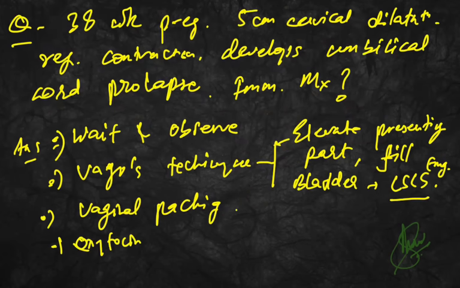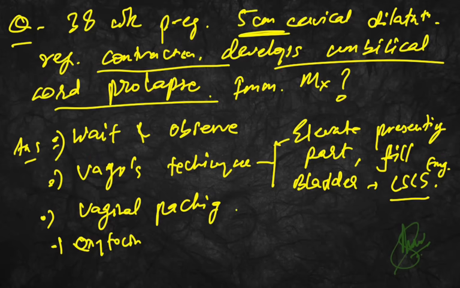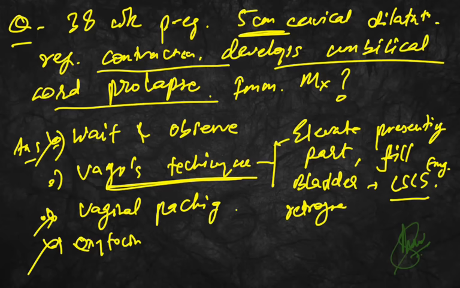Now, a 38-week pregnant woman, 5 centimeter cervical dilatation, regular contractions, develops umbilical cord prolapse. Management: wait and observe, no, this is not. Vaginal packing and oxytocin, no. The technique used for that is elevating the presenting part, retrograde filling of the bladder, and then emergency LSCS is done.